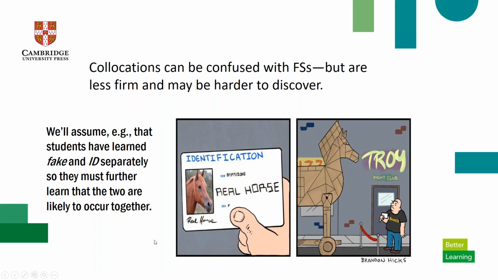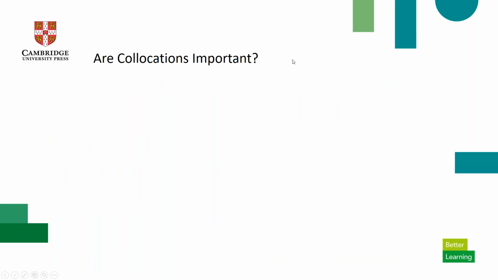I thought this was kind of a cool little cartoon. You know, what happens when the Trojan horse goes clubbing at night? But anyway, are collocations important? Well, that might seem like a silly question, but as you'll see, it's not silly to everyone.